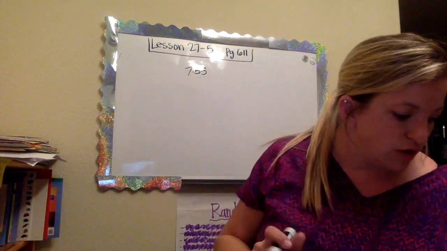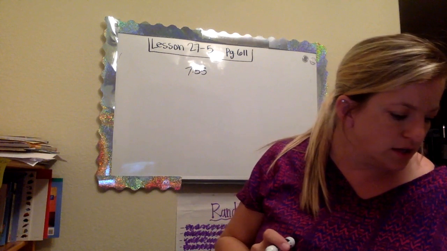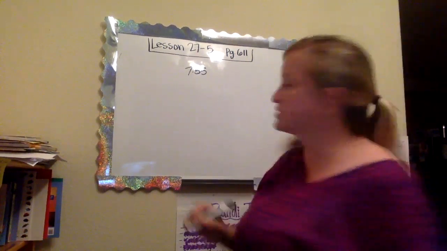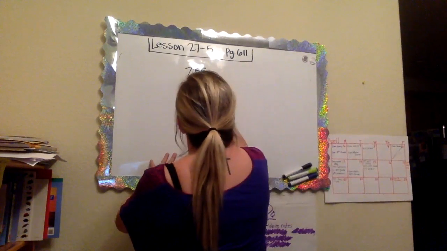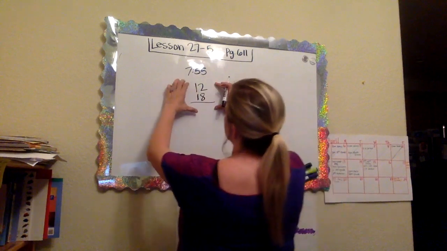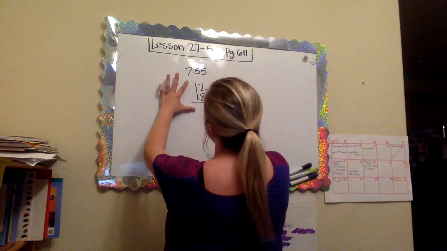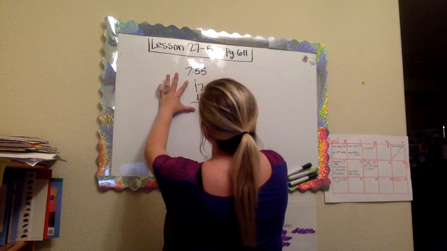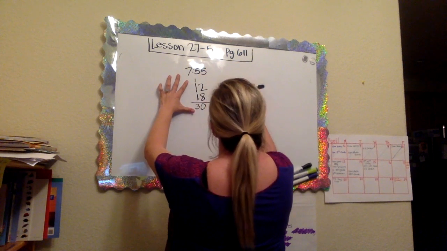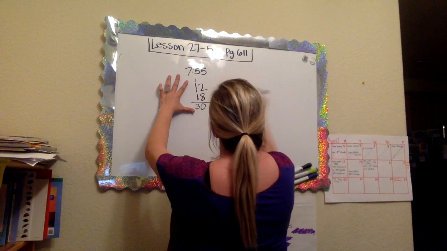Let's see, 12, 18. Just making sure the first game takes 12 minutes. The next one is 18. So 12 and 18 minutes. There's only 2. So this is the total elapsed time for both of the games. 8 plus 2 is 10. 1 plus 1 plus 1 is 30. So I'm going to subtract 30 minutes from 7:55.